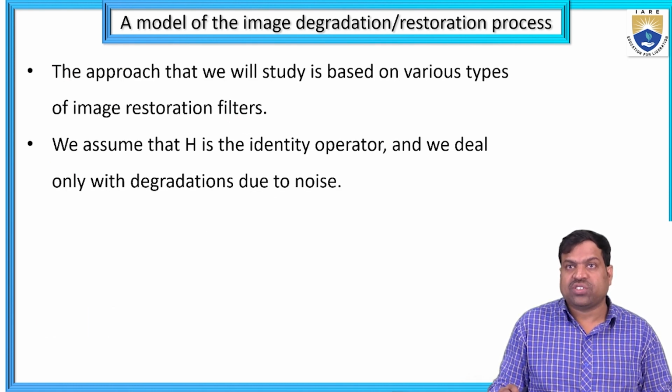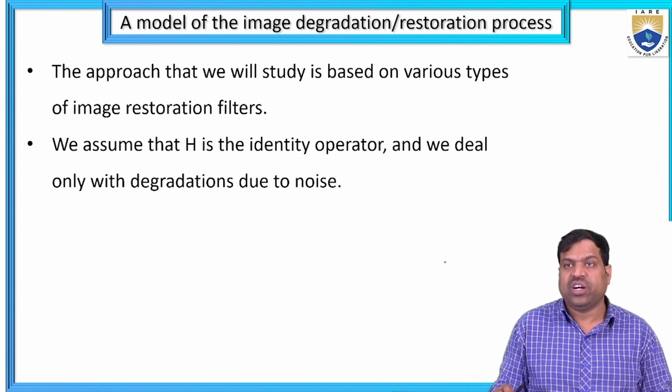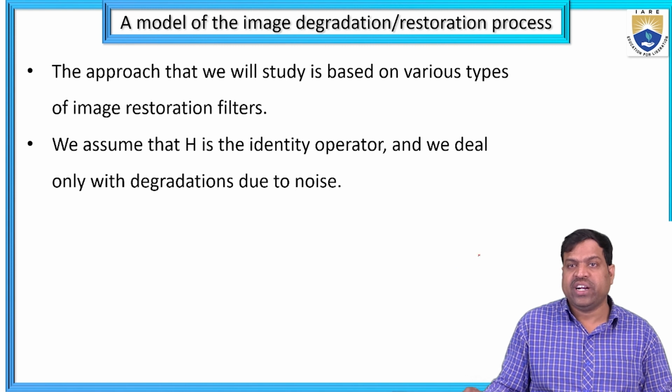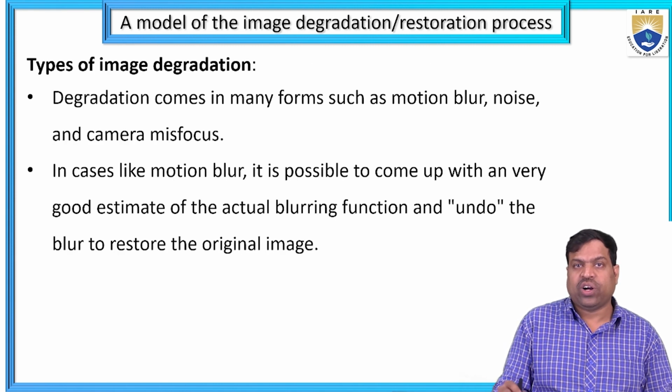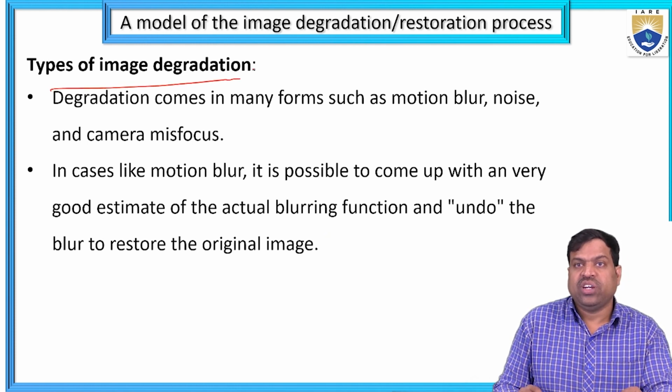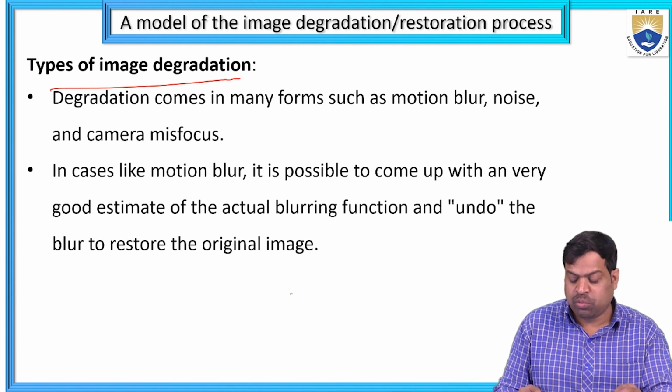So what are the approaches for image degradation and restoration? There are various types of restoration filters we use to approach the restoration process of the image. We assume that H is the identity operator and will deal only with the degradation due to the noise. So what are the types of image degradation? Degradation comes in many forms such as motion blur, noise, and camera misfocus. In cases like motion blur, it is possible to come up with a very good estimation of the actual blurring function and undo the blur to restore the original image.